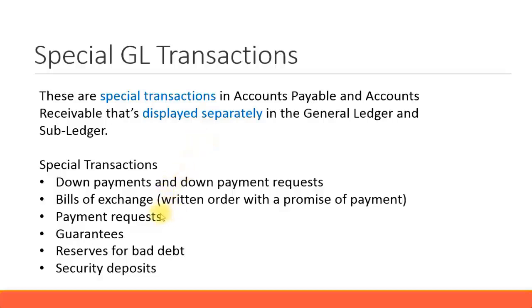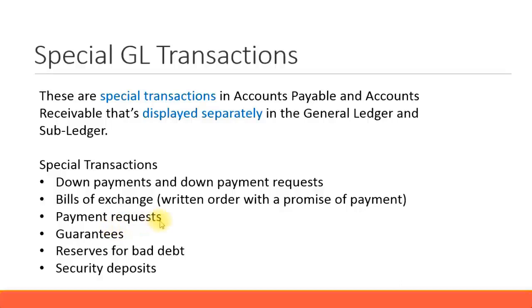Let's look at bills of exchange. Now bills of exchange sometimes are called promissory notes. It is just a written order by someone to another party saying that we will make a payment on this date. So I've just given a short definition here: a written order with a promise of payment. That's all. Just like a legally binding letter from one person to another person saying that we'll make a payment by this date. That is called a bill of exchange.